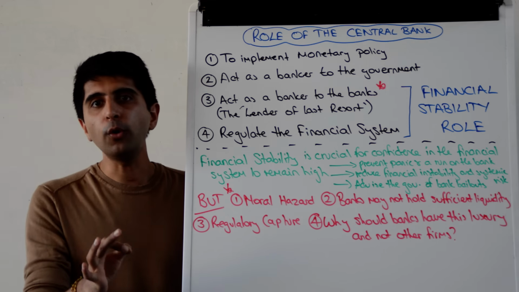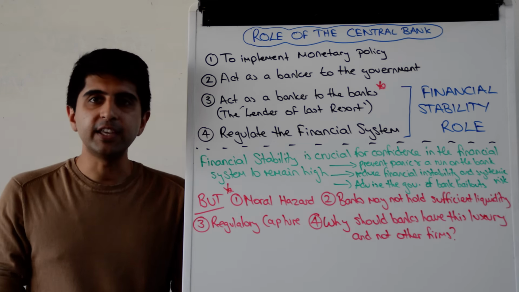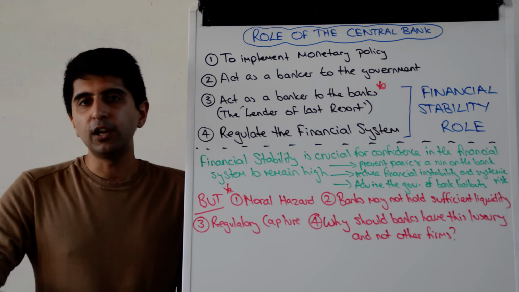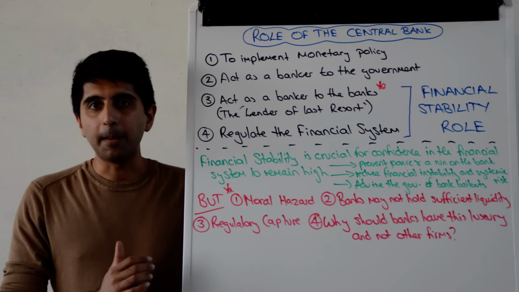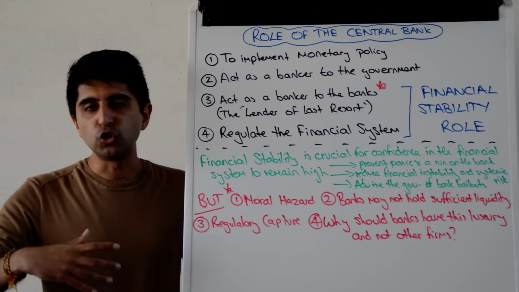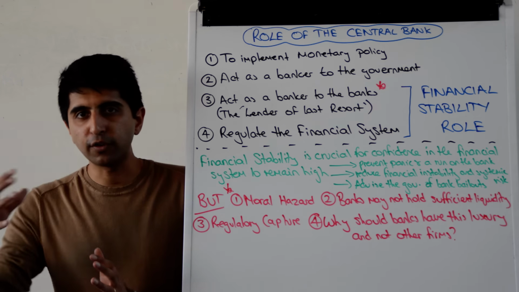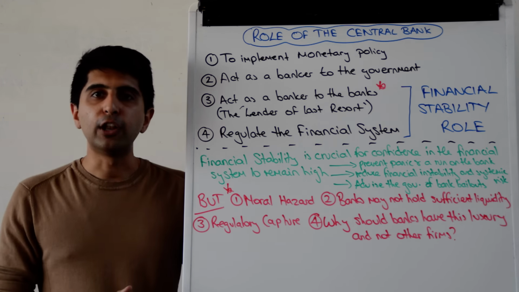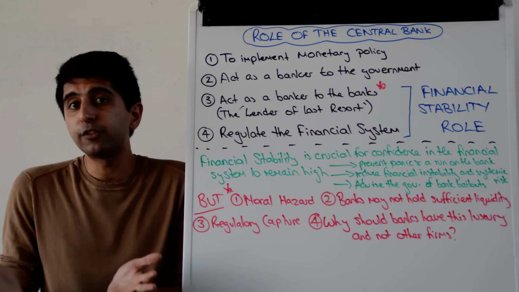What central banks won't do often is intervene if a bank goes insolvent. That's when a bank makes bad decisions, they issue too many risky loans, they go bad, there's not enough capital to offset the loss in loan value, and they go insolvent as a result.